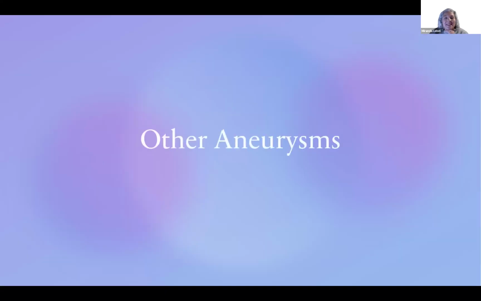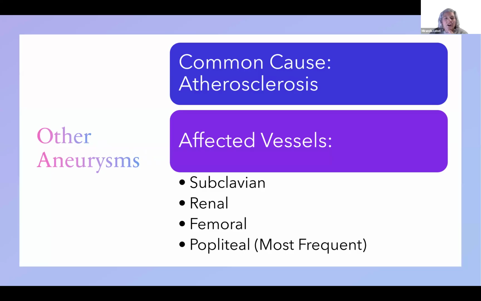And other aneurysms that we should note are always going to be caused by arterial sclerosis, and the affected vessels to watch for are that subclavian, renal, femoral, and popliteal. That's going to be your most frequent.